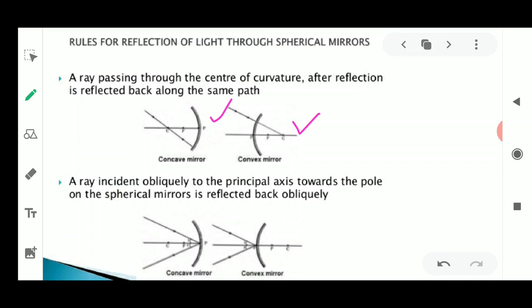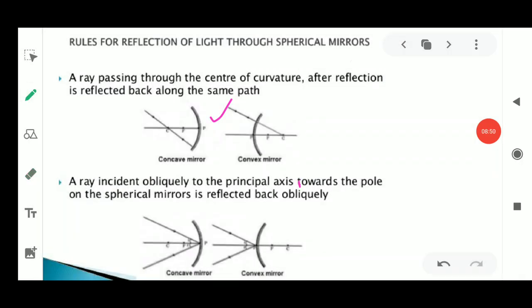So first we go to the first rule, which says that whenever a ray of light is passing through the center of curvature, for that you should recognize the terms I taught you: where the pole is lying, where the focus is lying, and where the focal length is going to be present in front of the mirror. One should recall all these things.